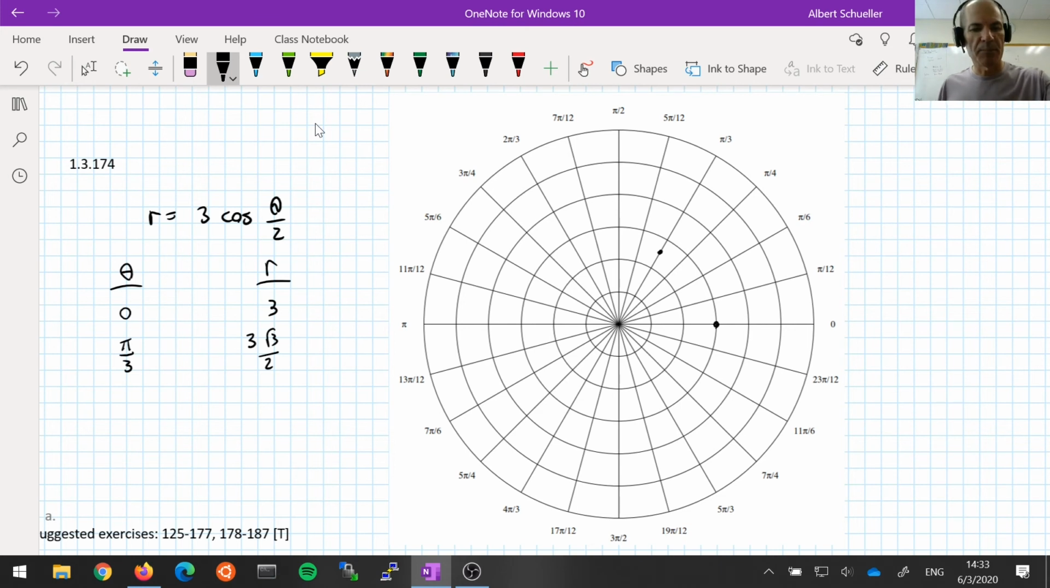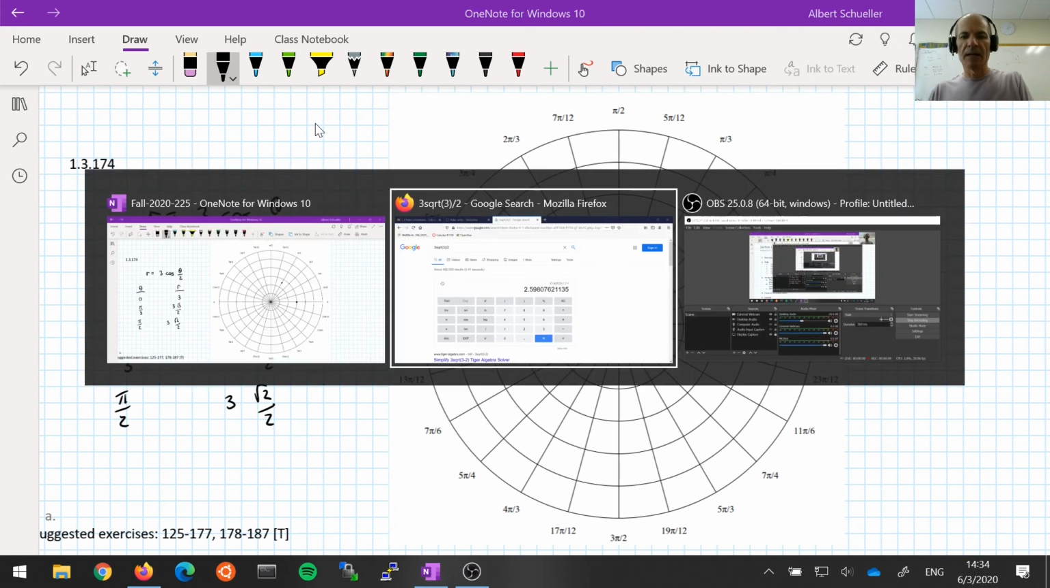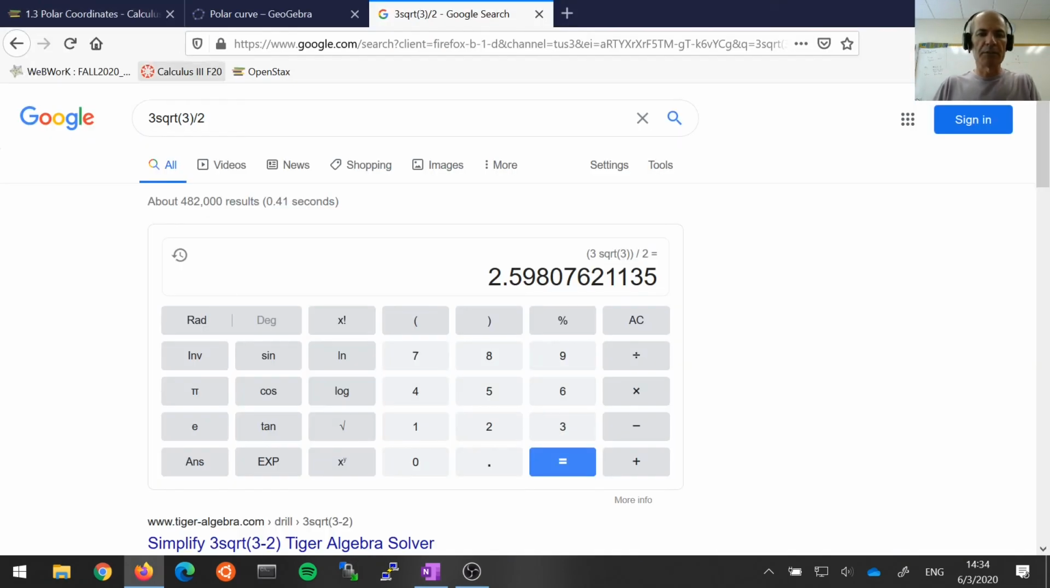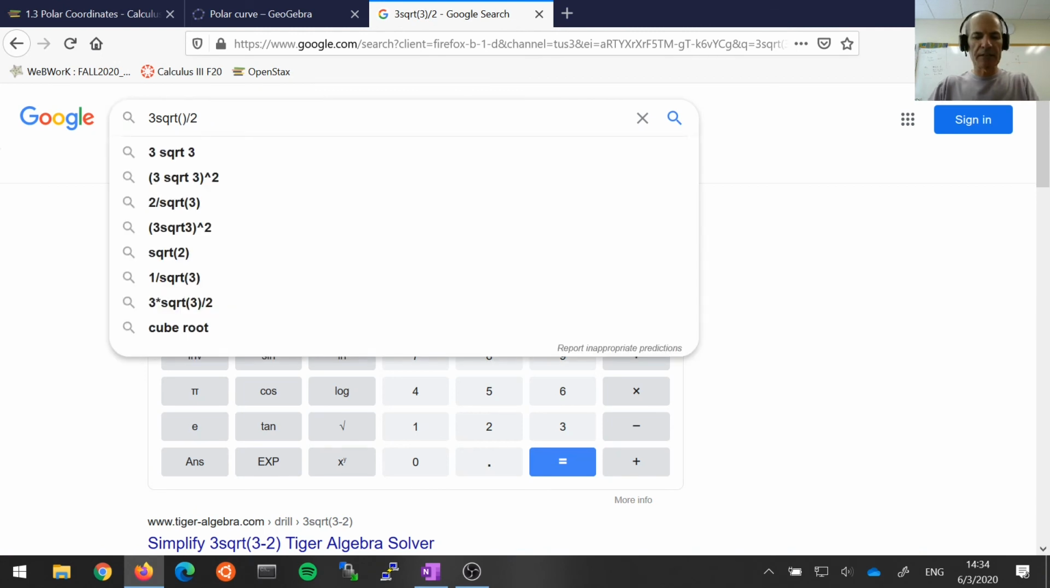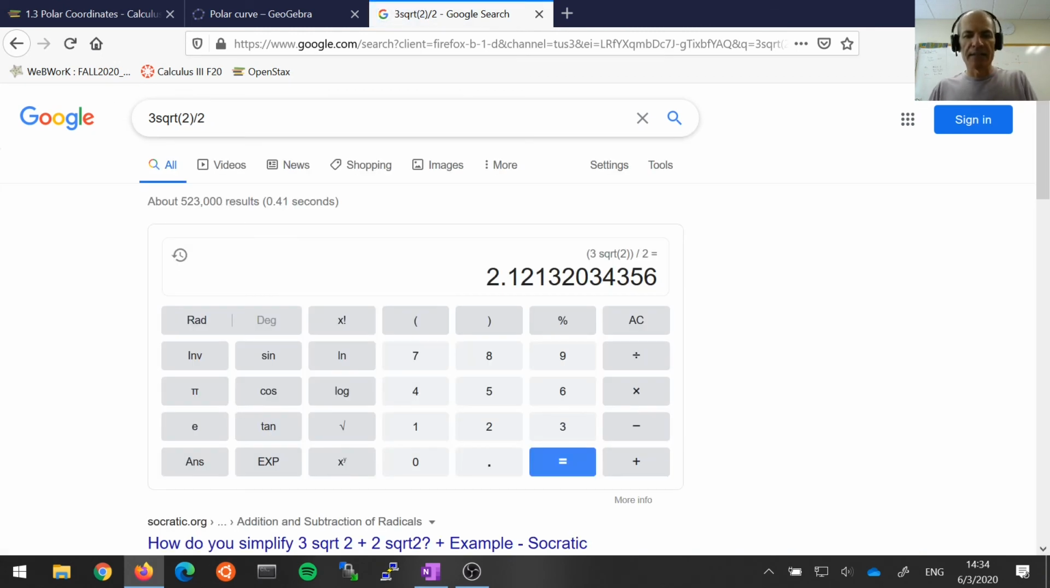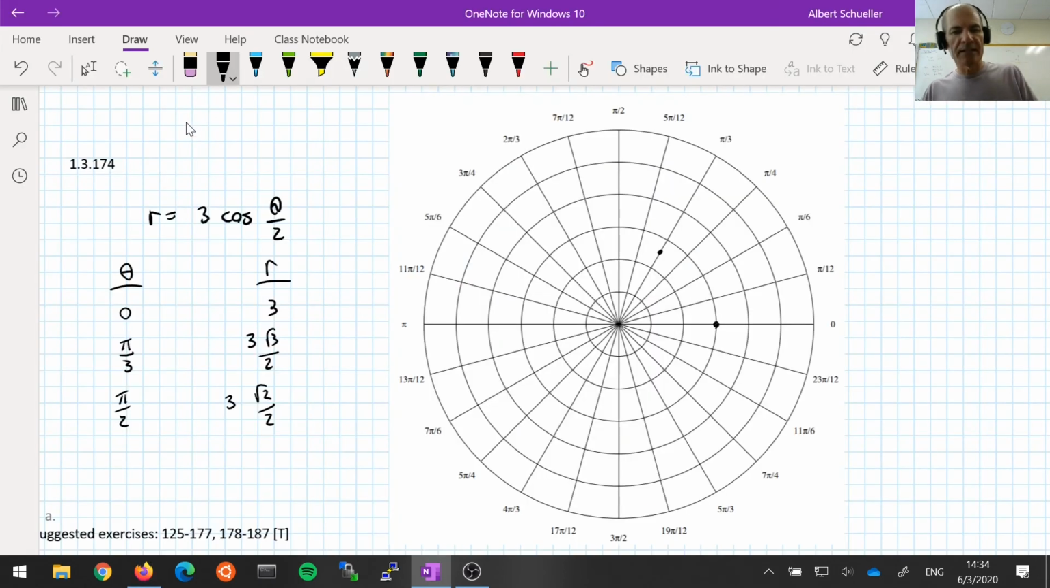Let's keep going. Let's try pi over 2. Pi over 2, divide by 2 is pi over 4. Cosine pi over 4 is root 2 over 2. So we're looking at 3 root 2 over 2. Alrighty. What is 3 root 2 over 2? I'm just going to go back to Google. And that's 2.1, give or take. So along pi over 2, 1, 2, and a little bit, 2.1.